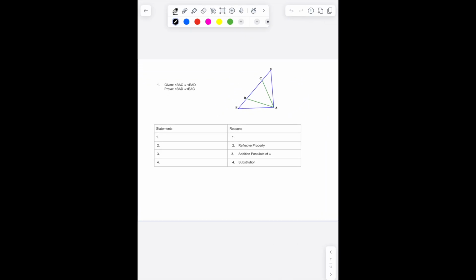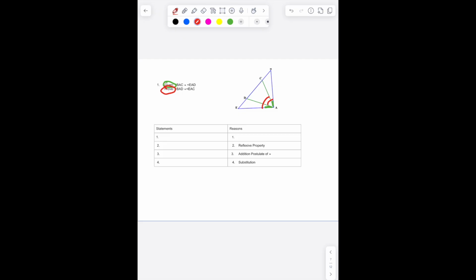Let's try it again one more time. We're given angle BAC congruent to angle EAD. So here's angle BAC. And here's angle EAD. So the green is what we're starting with. Let me make that a little bit better. Okay. And I'm going to put what we're proving in red so we could see it. Angle BAD, so that's angle BAD, is congruent to angle EAC.